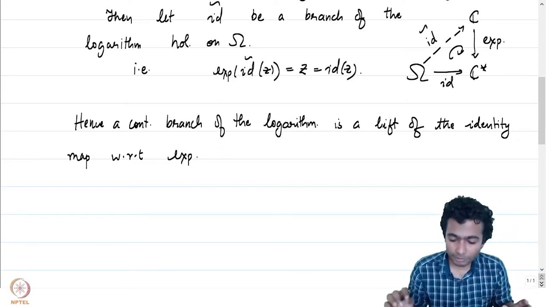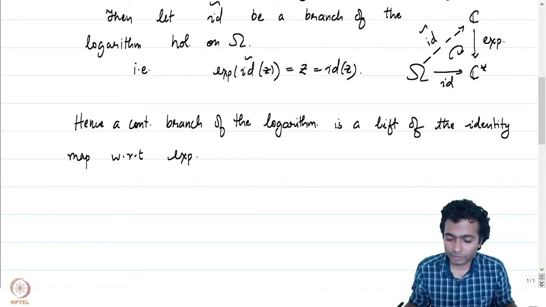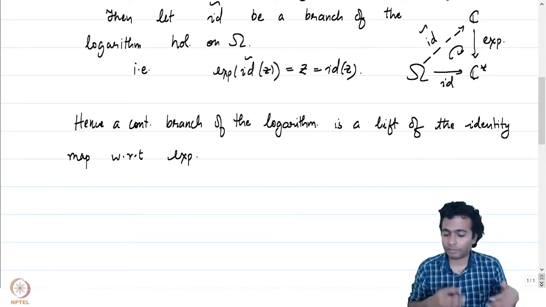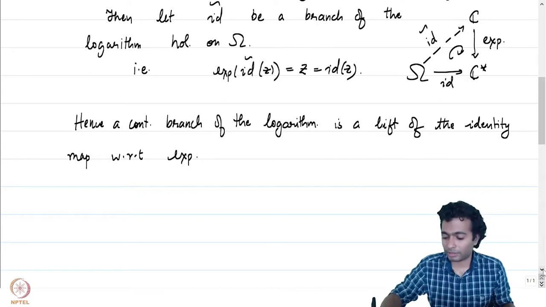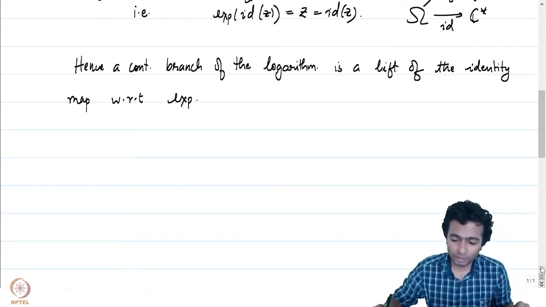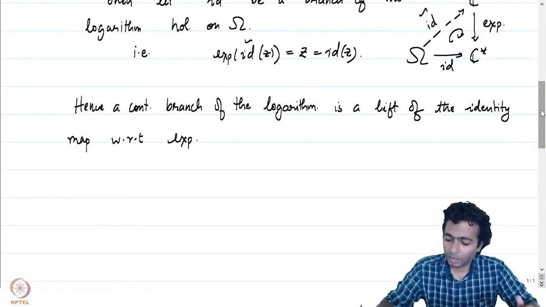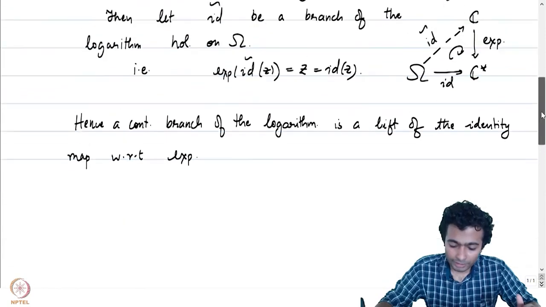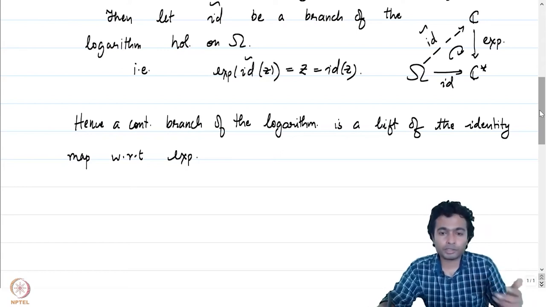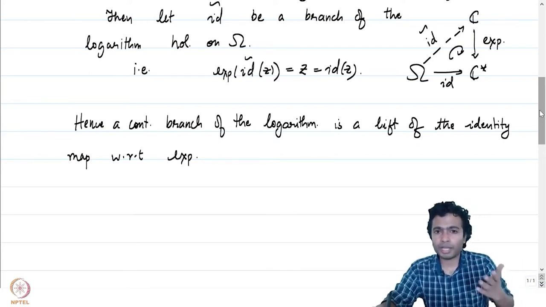If omega were not a simply connected domain contained in C star, if omega was some other open connected subset of C star, we do not know about the existence of the lift of the identity. It is again another way of saying that we do not know about the existence of a continuous branch of the logarithm. But in this case, when omega is a simply connected domain contained in C star, we do have at least one explicit branch of the logarithm. That is good because we now have an example and we also know more about such lifts. We know that if there are two continuous branches of the logarithm, then they should differ by 2 pi i k.